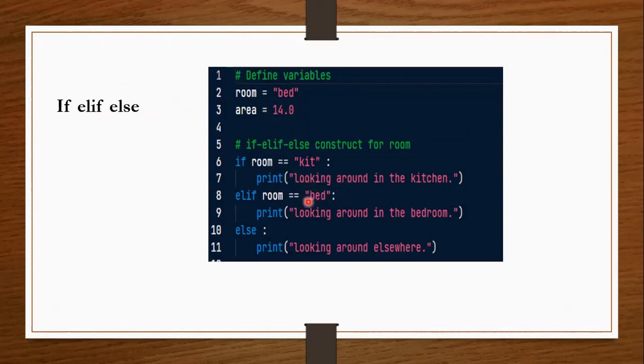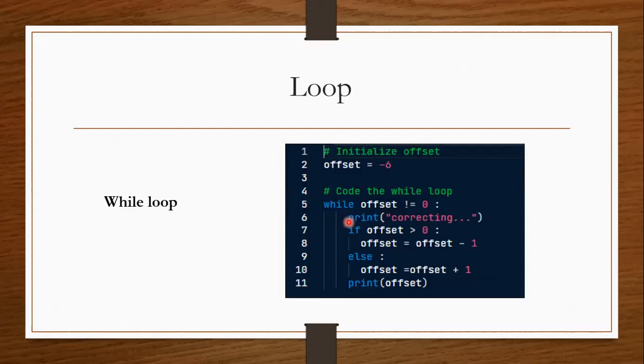Elif room is equal to bed, then looking around into the bed. Else looking around elsewhere. So we know that our room is bed, so the answer will be looking around into the bed.